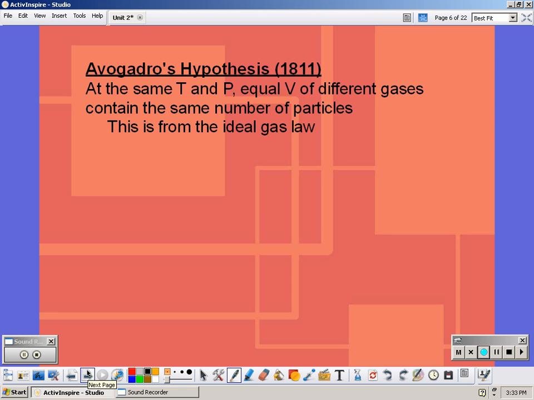Avogadro's hypothesis, and yes, that's the same Avogadro as Avogadro's number. He said that at the same temperature and pressure, equal volumes of gas contain the same number of particles. And this is from the ideal gas law. So PV equals nRT. If T and P are identical, then at the same volume, you're going to have the same number of moles. It doesn't matter the gas. If you have the same number of moles, then you have the same number of particles, atoms, ions. The masses don't have to be equal, but the amounts of moles and particles and molecules would be the same.